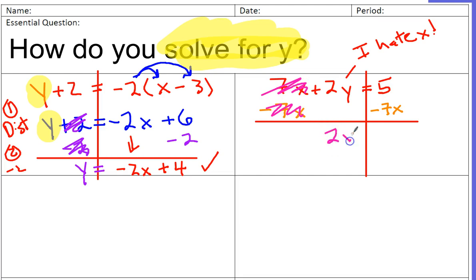So 2y I bring down, equal sign goes on the wall, and I'm going to write this down exactly how I say it. 5 minus 7x. Please say this out loud, Hector. 5, but I'm going to write it sideways. 5 minus 7x.